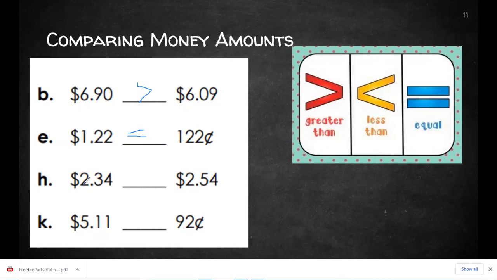All right, one more, friends. So $2.34 is greater than, less than, or equal to $2.54. Right, it's less than. Great job, friends. You're doing a great job.